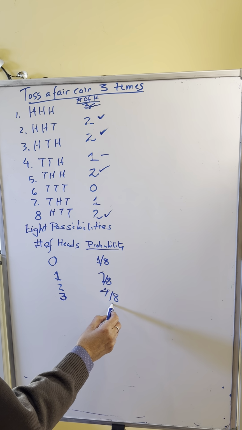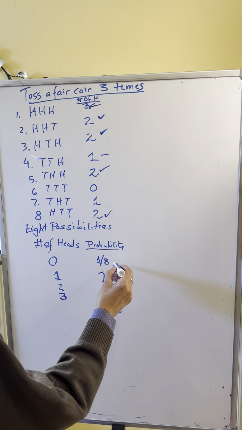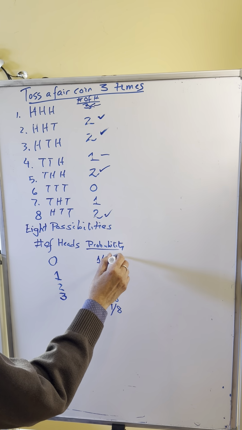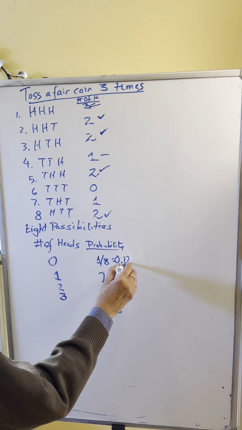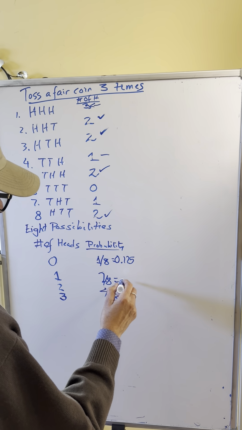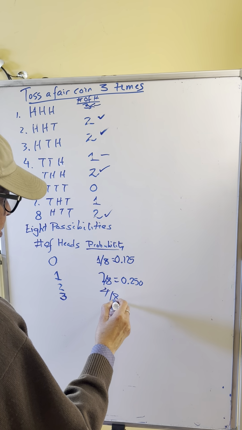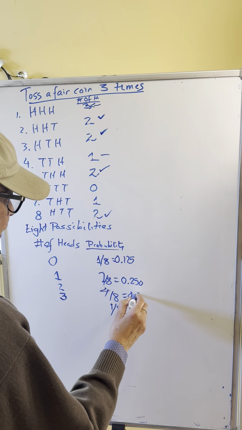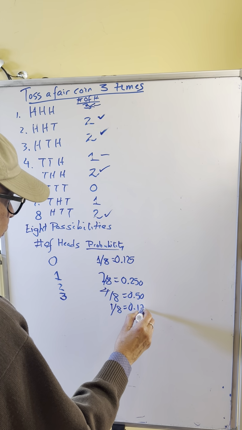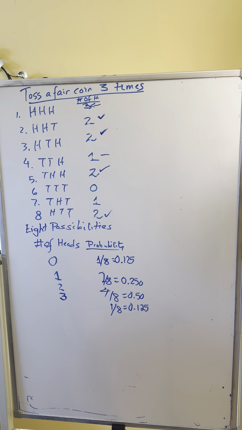Okay, so 3 appears 1 out of 8. If you write this in fraction or decimal, this is already in fraction, 1 out of 8. In decimal, this is 0.125. This is 2 out of 8, which is 0.250. This is 4 out of 8, which is 0.50. And again, this is 0.125. So these are the probabilities of each of these possibilities.